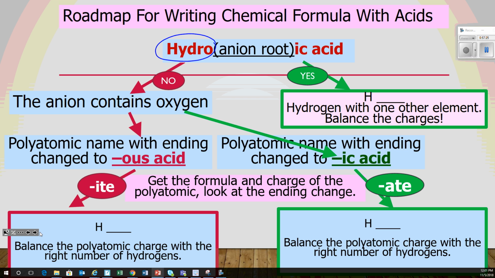So we basically have done this in the last several slides. We talked about hydro first. If it was hydro, it was just hydrogen and one other element. If it didn't have hydro at the first, then I know it has to be a hydrogen with a polyatomic. The acid tells me there's always a hydrogen there. So the polyatomic, for the most part, usually will contain oxygen. We're not going to worry about the ones that don't at this point.